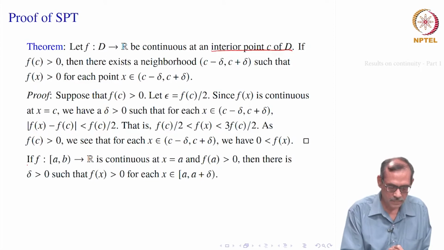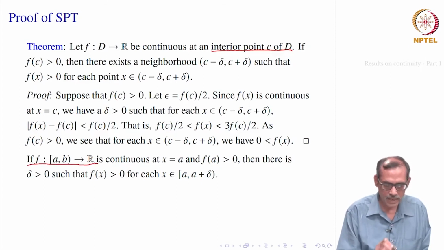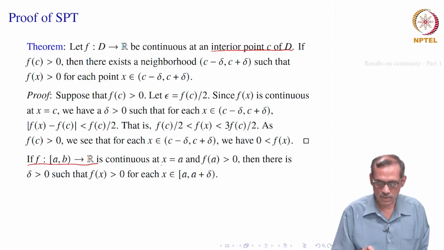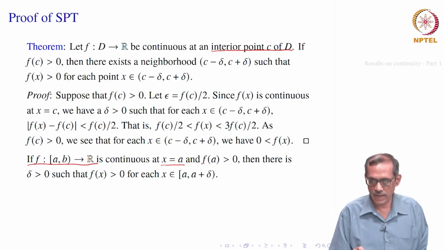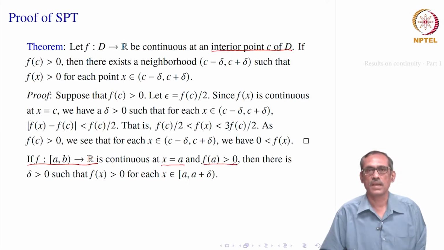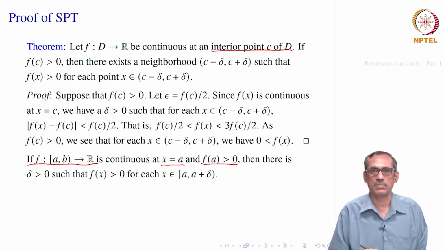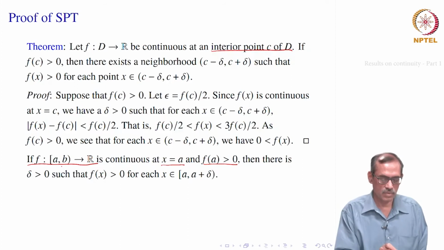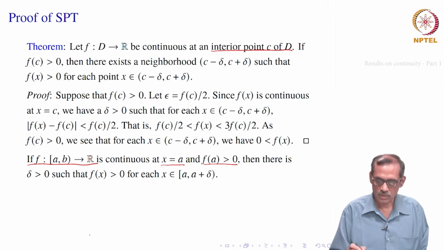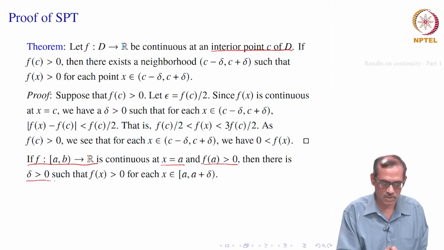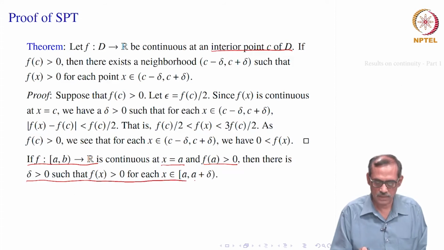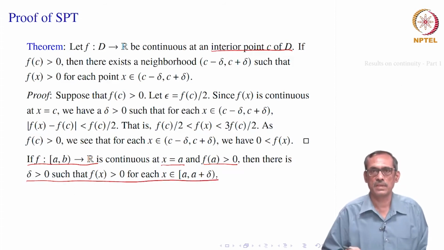So, suppose something like f is from [a, b) to R, it is also continuous at x equal to a, and f of a is greater than 0. Then what can we say about the neighborhood? We can't say there is a neighborhood around a which is inside it, but we have only a right neighborhood which is contained inside the domain, which is closed at a and open at b. So, in that case really the result comes to this, there is a delta greater than 0 such that f of x remains positive in the neighborhood a to a plus delta.